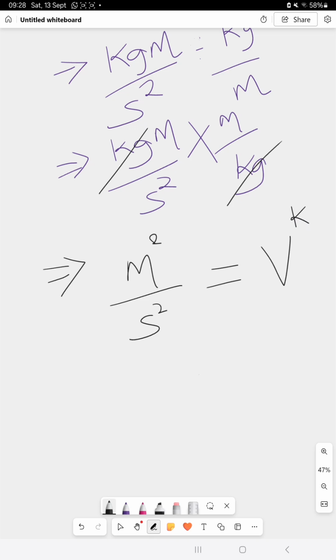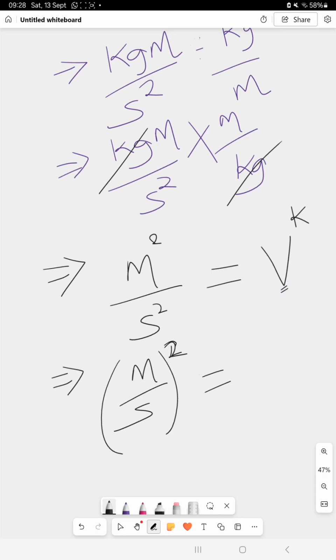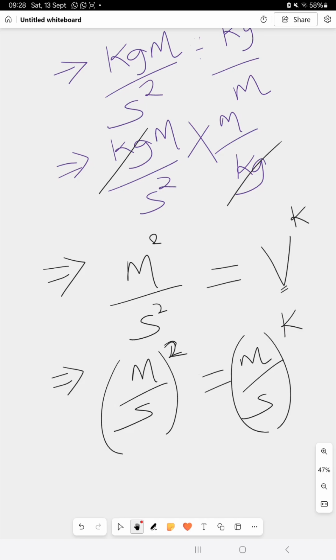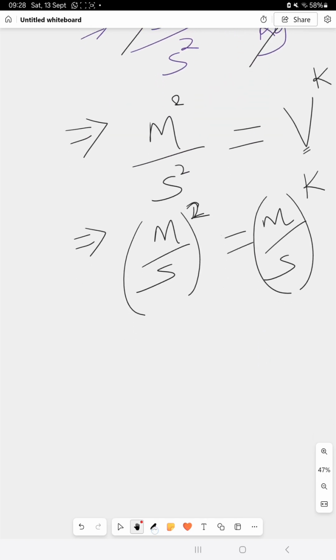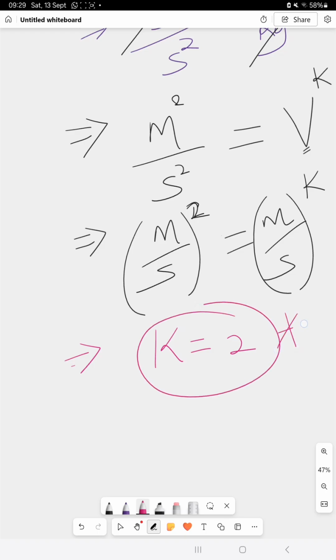Now I can simplify this further and say meter over s, squared, is equal to, what are the units of V? Units of V is meter per second, power k. And therefore finally I have my value here. k is equal to 2. And that is what you're expected to get.